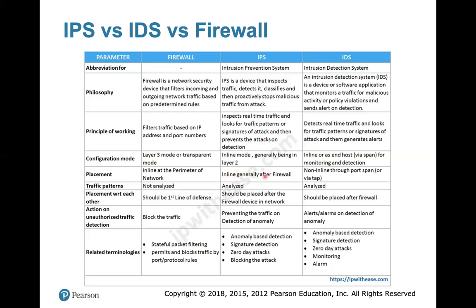It is in line, generally after the firewall. It analyzes the traffic, and should be placed after the firewall. Yeah, it works based on anomaly detection. It also may work based on signature detection, and sometimes blocks. So yeah, this is basically the summary of what I mentioned about the IPS, IDS, and firewall. And of course, IDS is the version of IPS that never blocks; it just alerts.